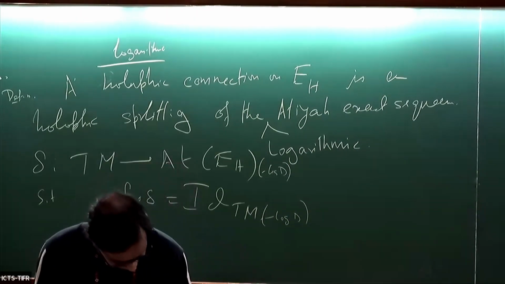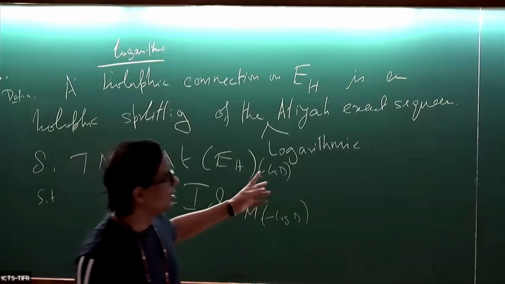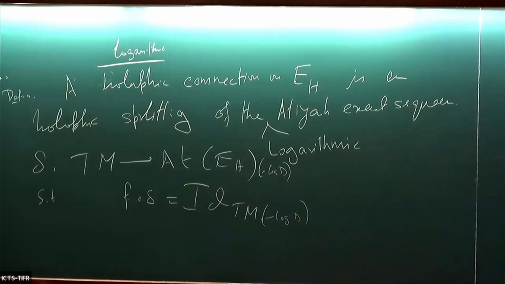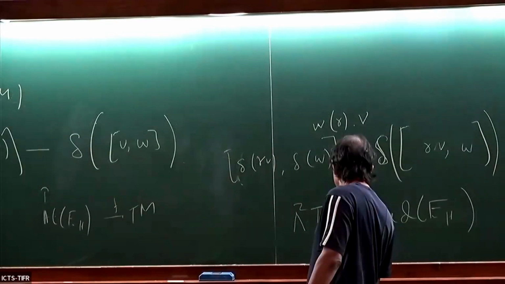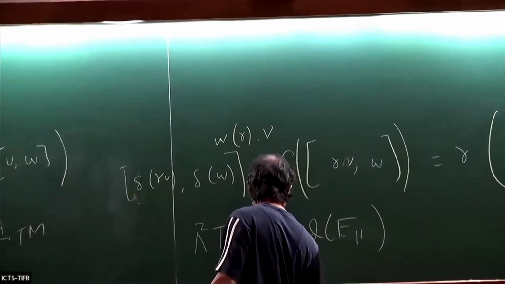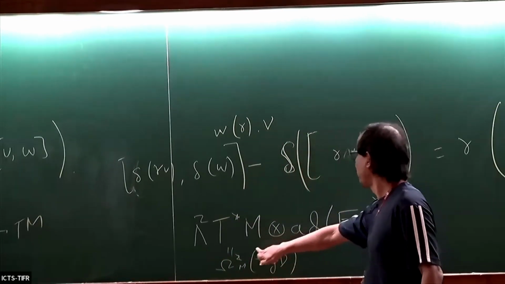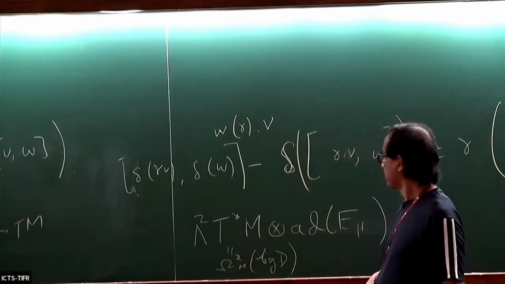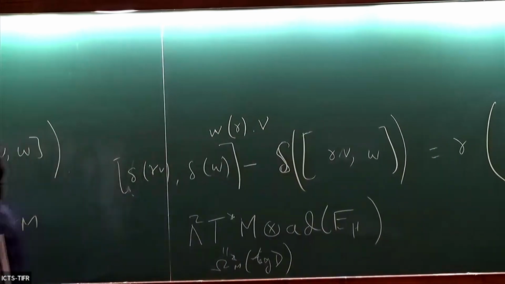So now, just one more statement. Just as curvature was defined, for a logarithmic connection you can define the curvature. The only thing is that it goes to Omega^2 of M plus log D, Omega^2 log D. Curvature is a section of that.